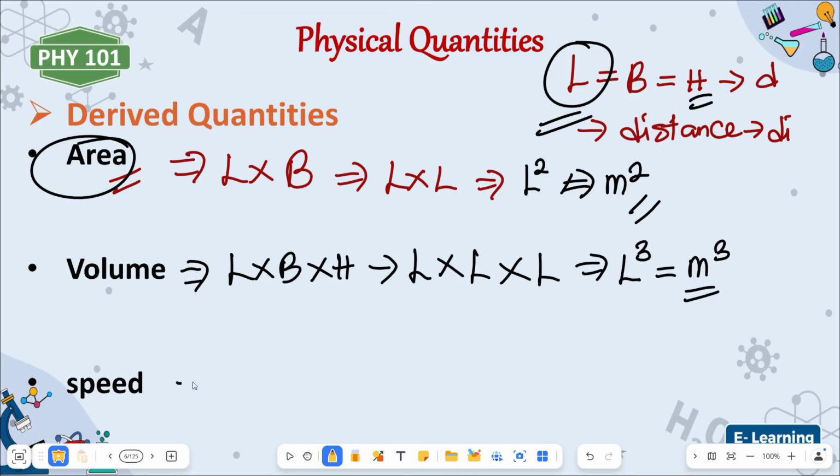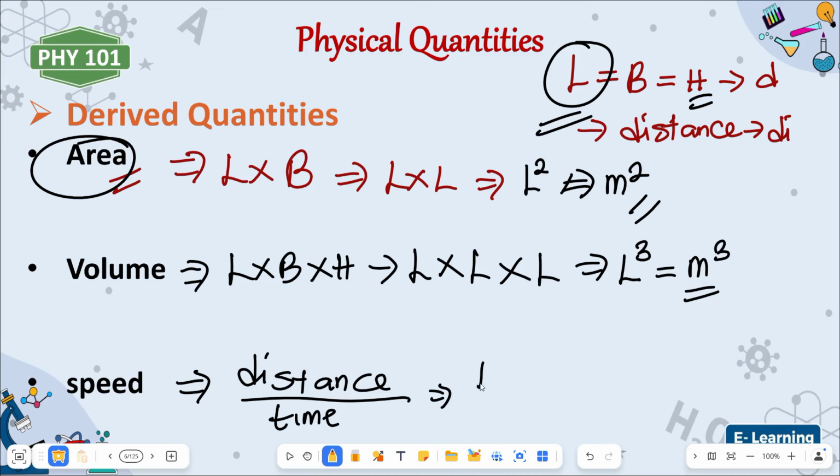All right? The next one is speed. Speed, my dear student, the formula for speed. So you must know the formula. The formula for speed is distance over time. So speed is distance over time. Now, what did I say distance is? Distance is L, over time, T. So what is the unit now going to be? Meter divided by time is what?